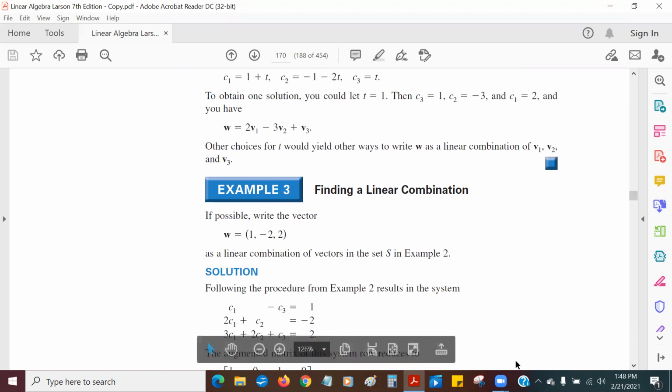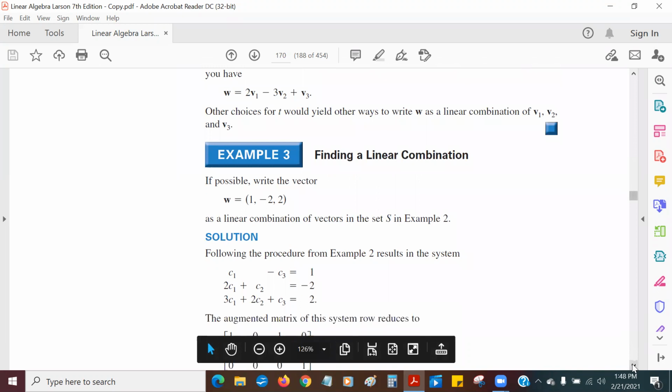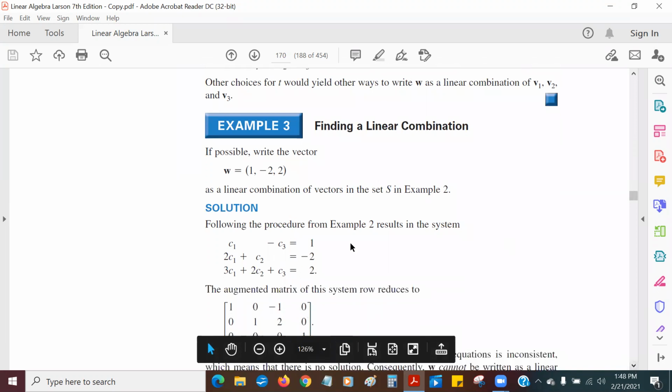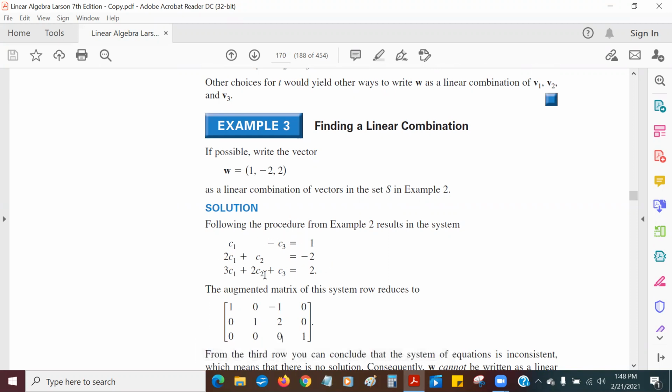Well, if you do the same procedure that we did just before in the previous example, you are going to get c1 minus c3 equals 1, and so on. This should look familiar. These are the same three equations. On the left side, it's exactly the same three equations. On the right side, we just have different numbers.